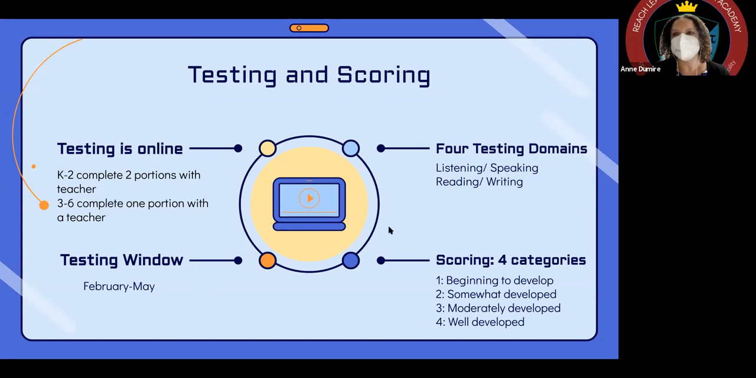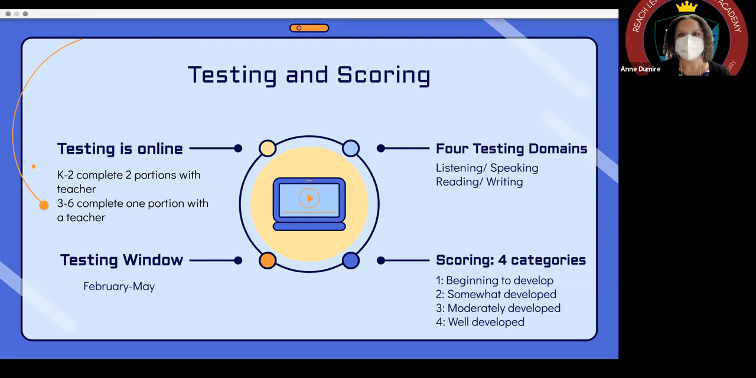There are 4 testing domains. I can move this over. Here we go. Can you guys see it okay? Students are assessed in listening, speaking, reading, and writing. The listening and speaking portions are their oral language development, and then reading and writing would be not oral, verbal, and then academic language.